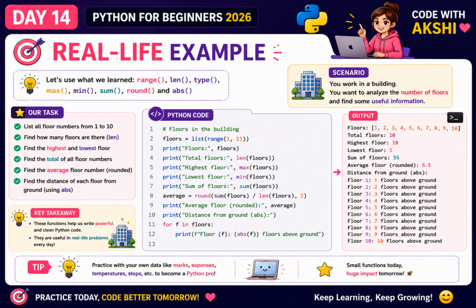We can calculate the average and use round to make it easier to read. Finally, we use abs to show the distance of each floor from the ground. This is an example that shows how multiple built-in functions work together to solve a practical problem.